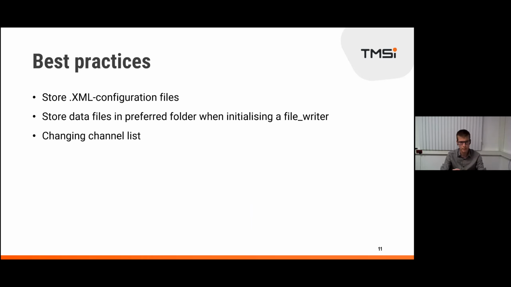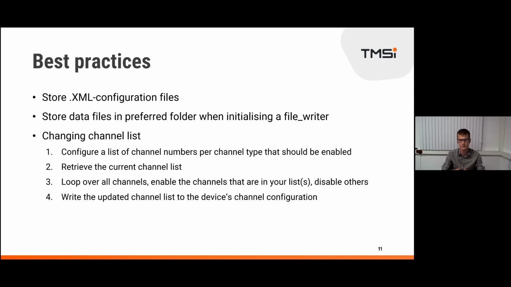One thing that I want to stress, and already highlighted a little bit during the demo, is that changing the channel list may be a little inconvenient. So, some additional explanation to go with that. It consists of 4 steps. First of all, you want to configure a list with all the channel numbers associated with the channel type that you have, which should be enabled in your calls.